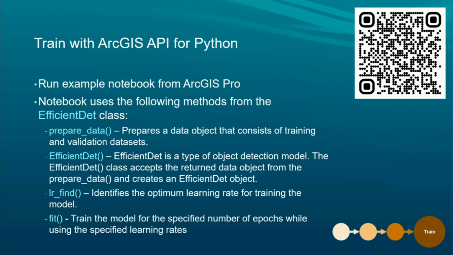The lr_find method will identify the optimum learning rate for training the model. And then finally, the fit method will train the model while using the specified learning rate that we used in the previous step.